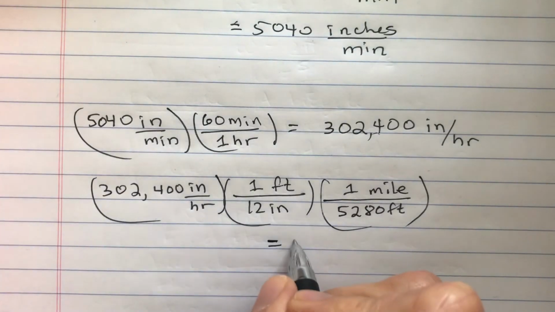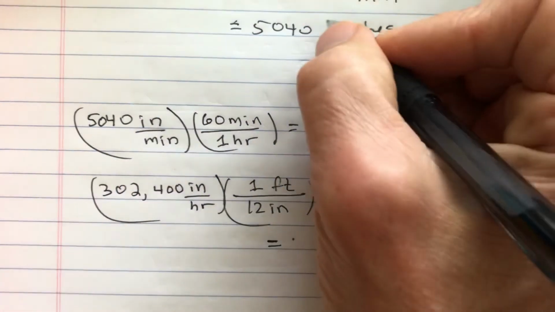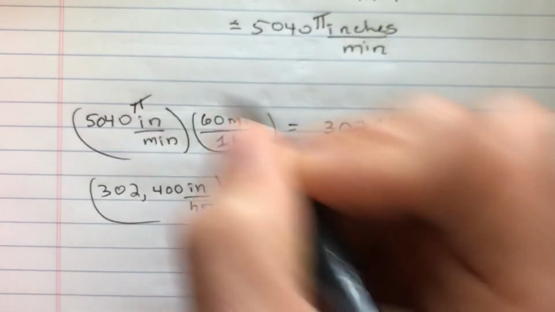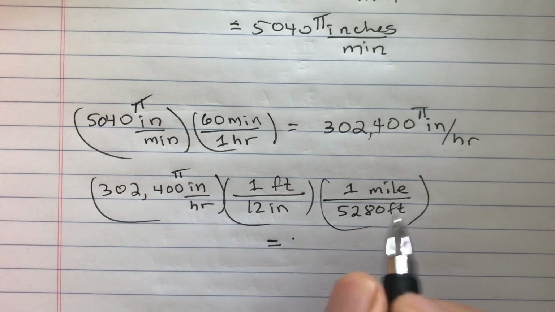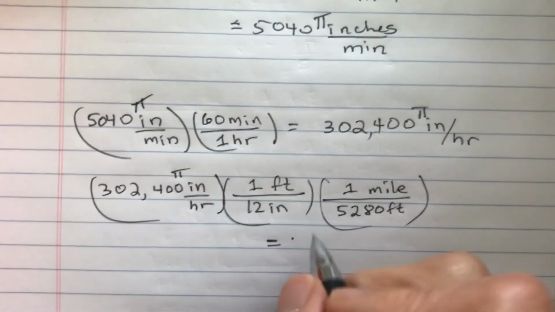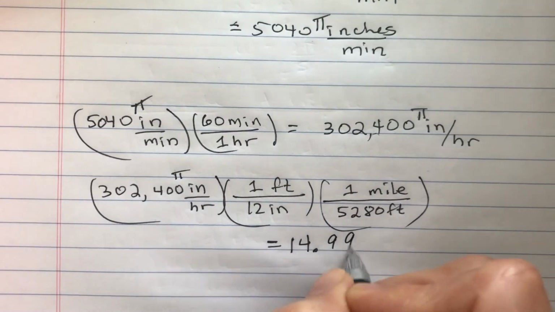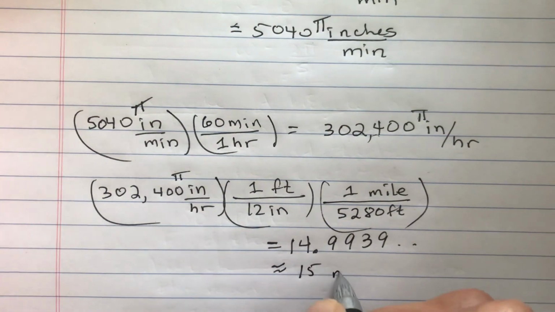Now you can maybe use your calculator. Oh, by the way, I dropped something here, which is pi. So I have to multiply by pi. Okay, so I got 14.9939, etc. So that's about 15 miles per hour.